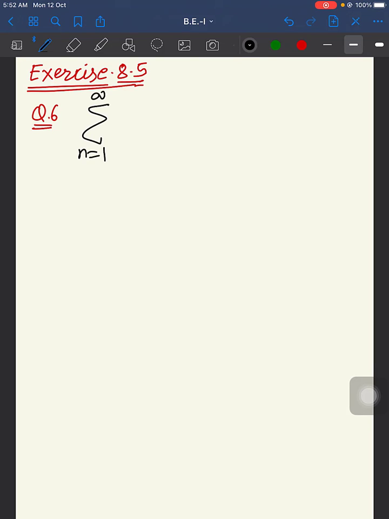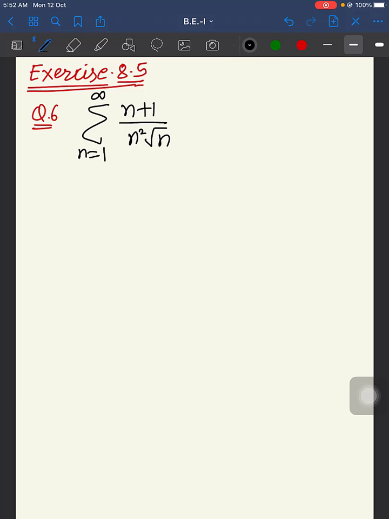Let us start with exercise 8.5. Let's try a few questions from 8.5. So let's try our question number 6. In question number 6, we are given a series. We need to check whether this series is convergent or divergent.